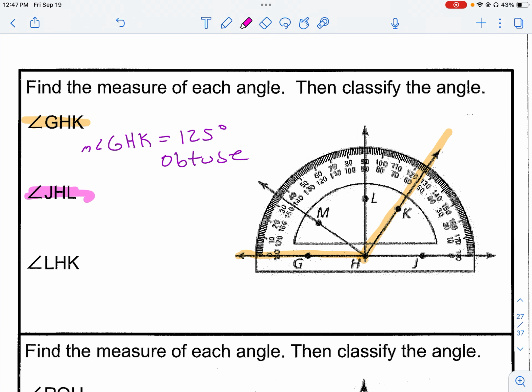Angle JHL. Let's see, J to H to L. So the measure of angle JHL is exactly 90 degrees, so it is a right angle.